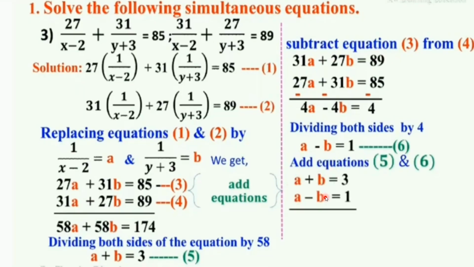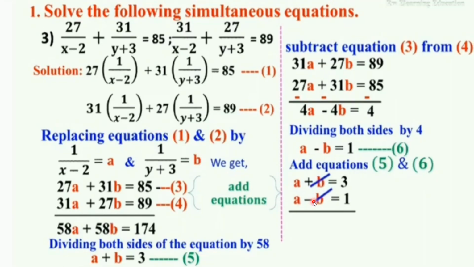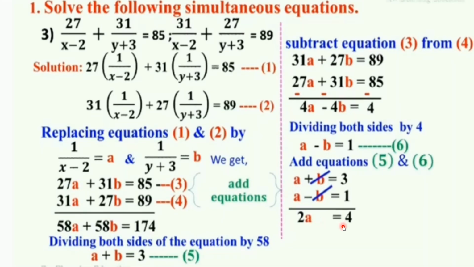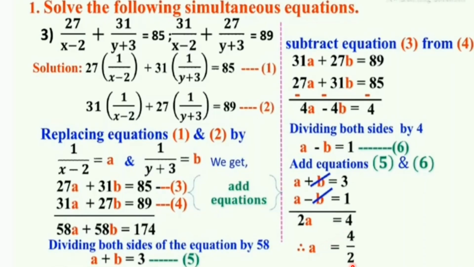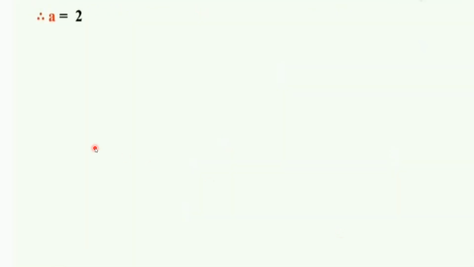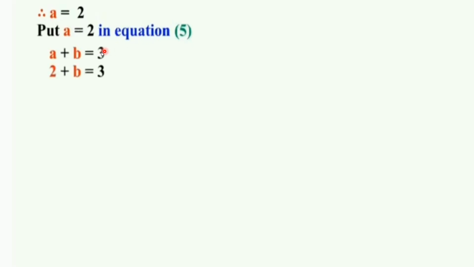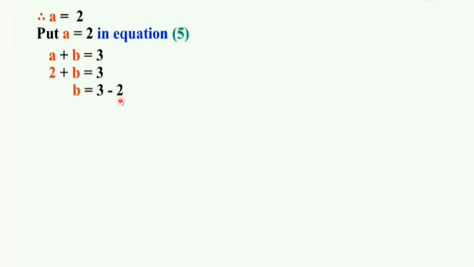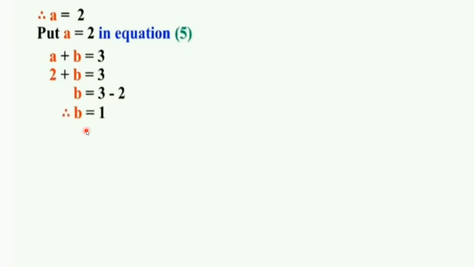What am I going to get? I am going to cancel the terms plus b and minus b. Here a plus a will be 2a is equal to 4. a value will be 4 by 2, that is, a is equal to 2. Now substitute the value 2 in equation 5, that is a plus b is equal to 3. The value of a is 2, so 2 plus b is equal to 3. So b value will be 3 minus 2. b value is equal to 1.